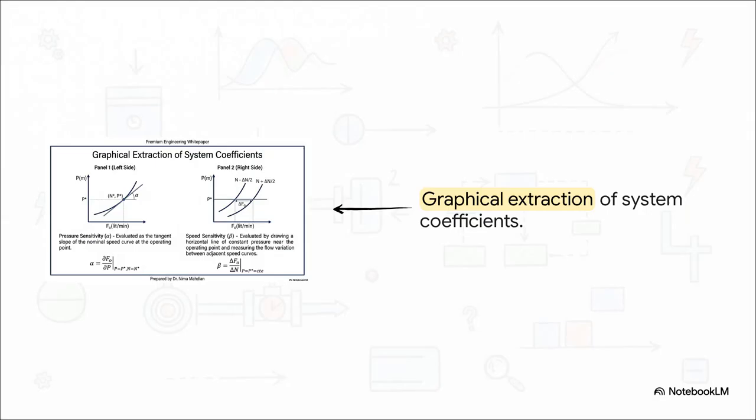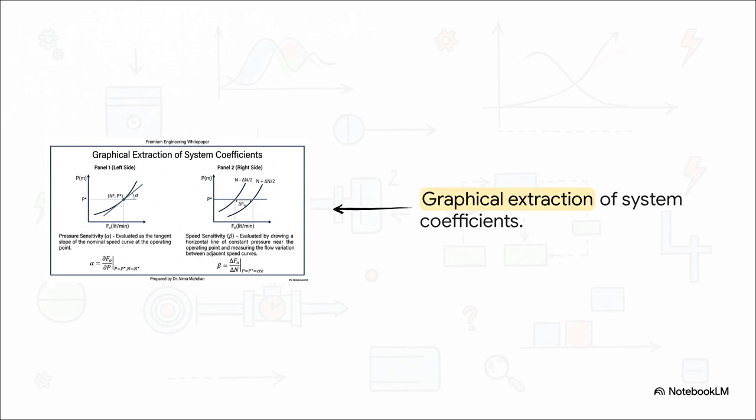So how do we actually find alpha and beta in the real world? Well, we extract them graphically, right, directly from our empirical pump testing data. In the first panel on the left, pressure sensitivity, our alpha, is evaluated literally as the tangent slope of the nominal speed curve exactly at our operating point. You just draw a straight line against the curve and measure the slope.